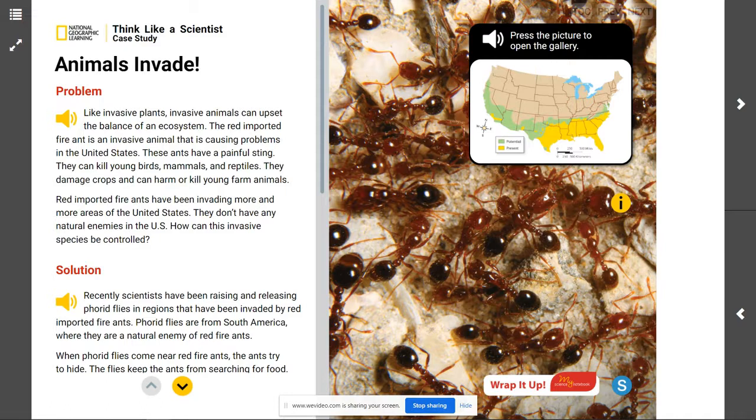This is a Think Like a Scientist case study, and your goal today is that you can describe how a newly introduced species is damaging the balance of an ecosystem, and you can explain how scientists are using another species to control the population of an invasive species.